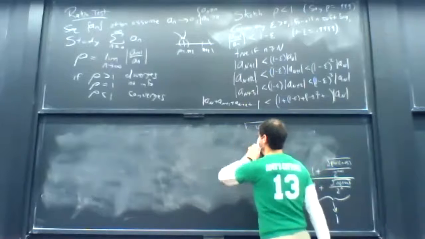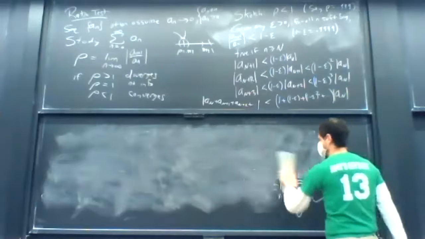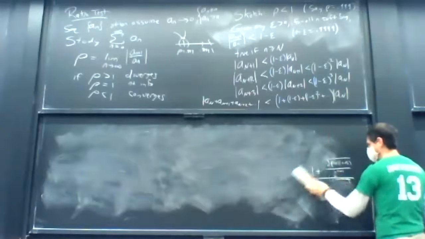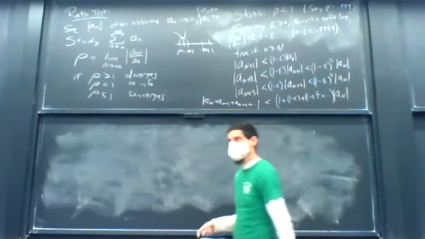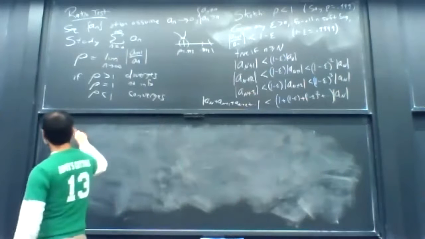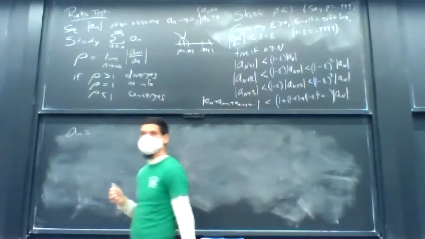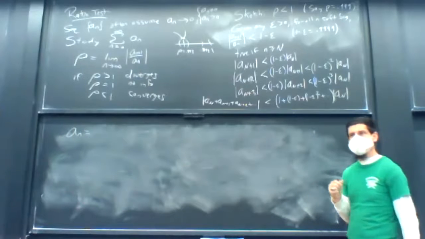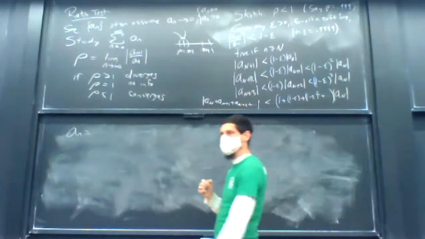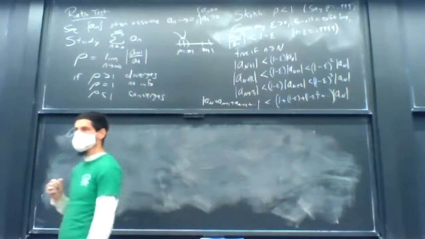Can anybody give me a sequence a_n where the ratio test cannot tell me if the corresponding sum converges or diverges? Where does the ratio test fail? I need something that has a limit of 1.